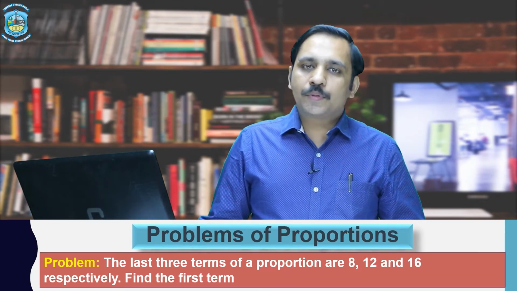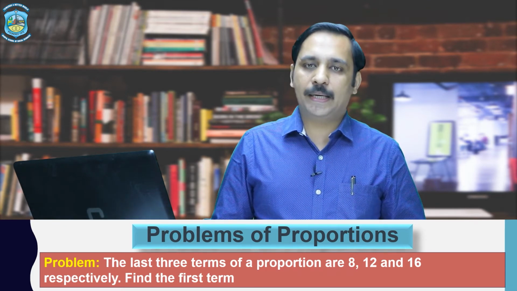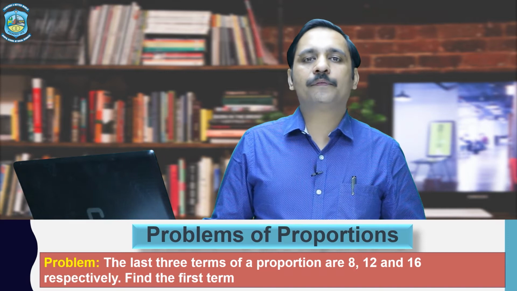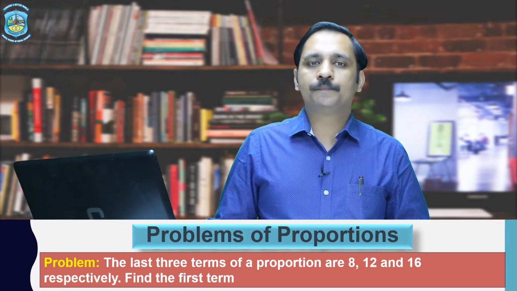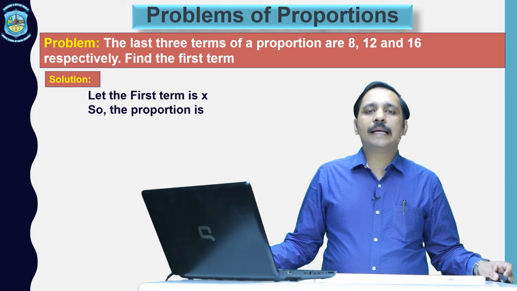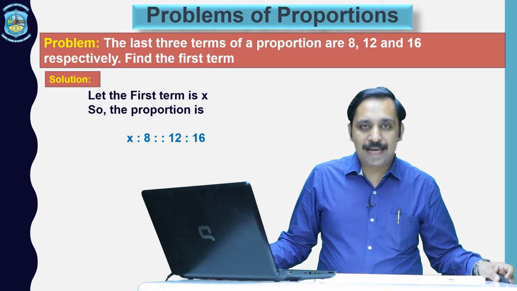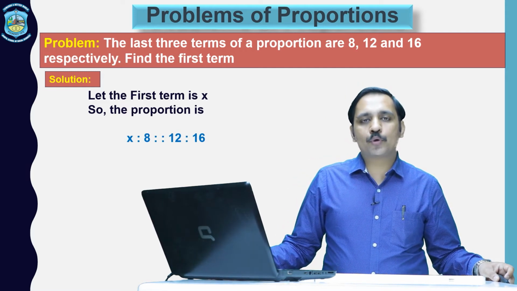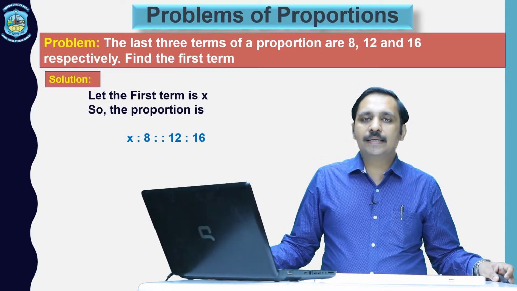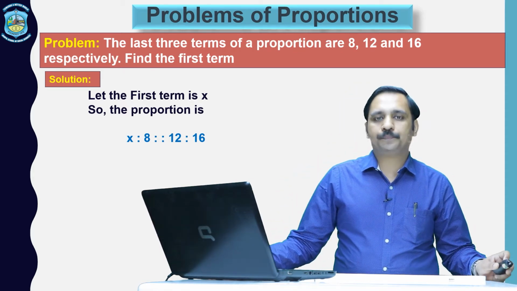The last three terms of a proportion are 8, 12 and 16 respectively. We have to find the first term. Let us see the solution. Let the required item to be found, we have to suppose it. So let the first term be x. So the proportion is x is to 8 proportional to 12 is to 16. Since the last three values are given, we have supposed the first value to be x.